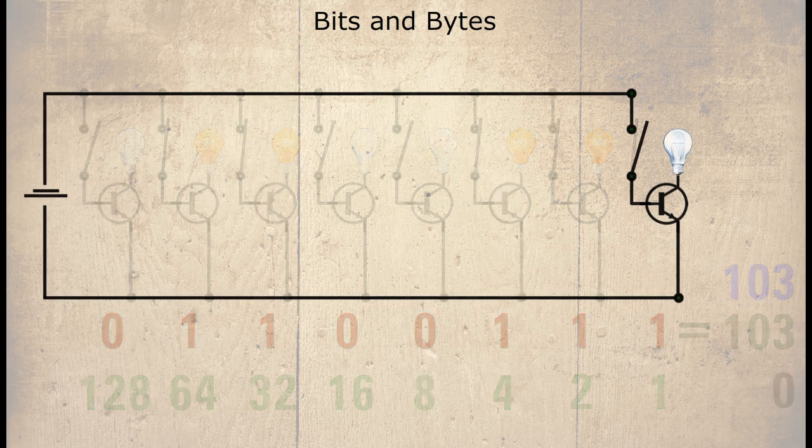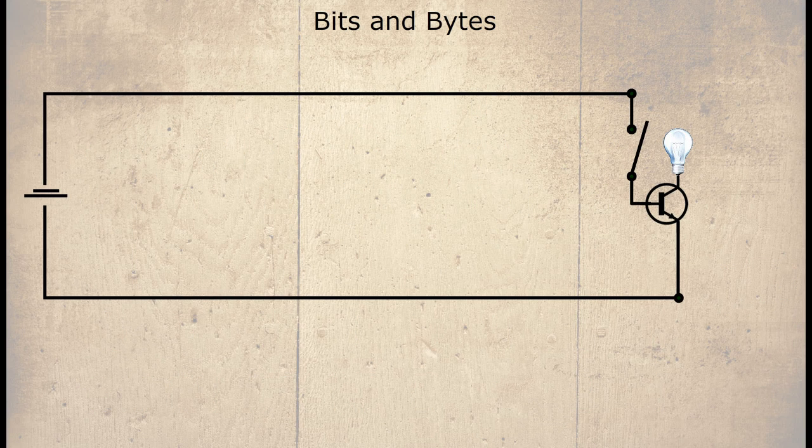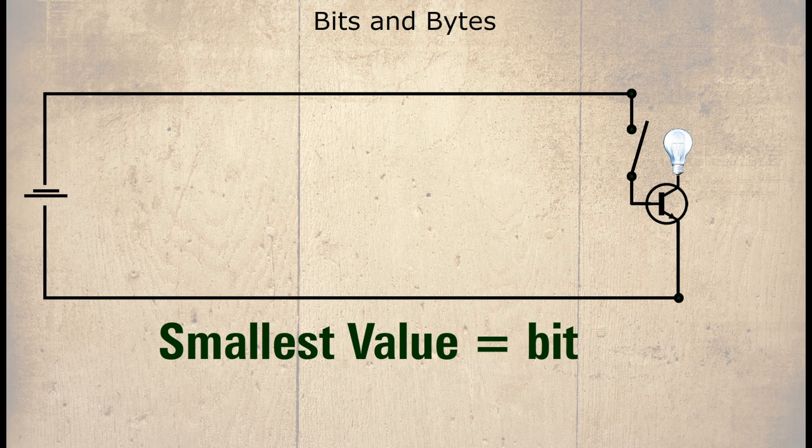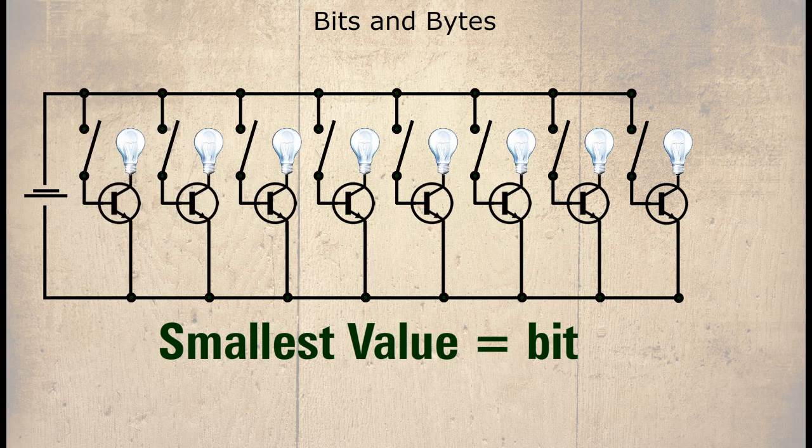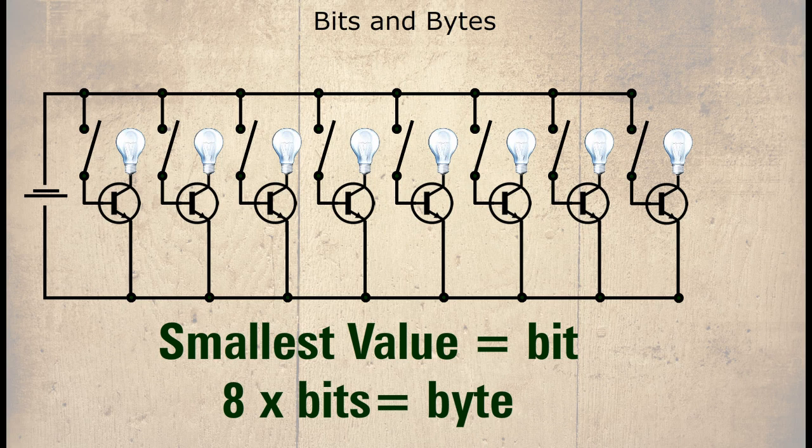Now let's break this down. We started with just one transistor and this was the smallest value, which we call a bit. We then added further transistors to give us 8 transistors or 8 bits. 8 bits is equal to 1 byte, and storage capacity is usually measured in bytes.